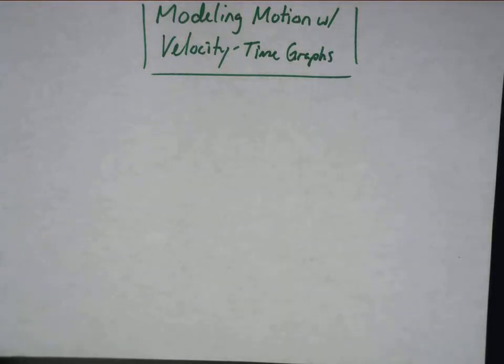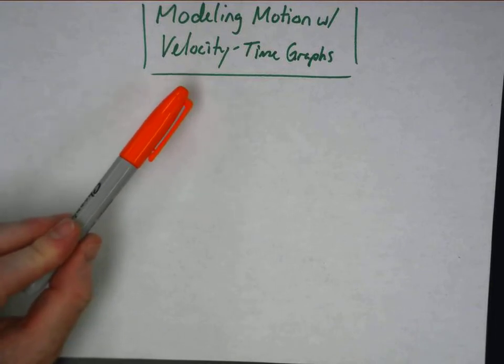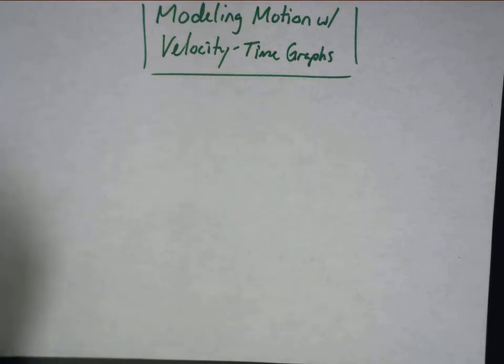What we're doing in this video is checking out how we might model motion of an object by looking at a different kind of graph, this time a velocity time graph. You'll hear me say VT graph as well. So let's check out a situation.